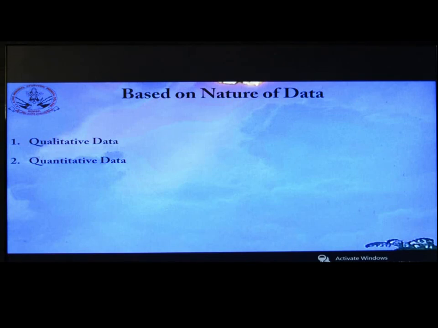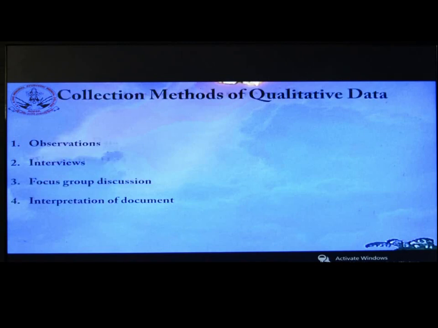They provide insights and understanding about the particular problem. When we talk about the methods of collection for qualitative data, they are observation, interviews, focus group discussion, interpretation of documents, etc. Observation is used to understand phenomena by observing people's actions in everyday life. They may be participants or non-participants. If they are non-participants, it means we are doing it through recordings.